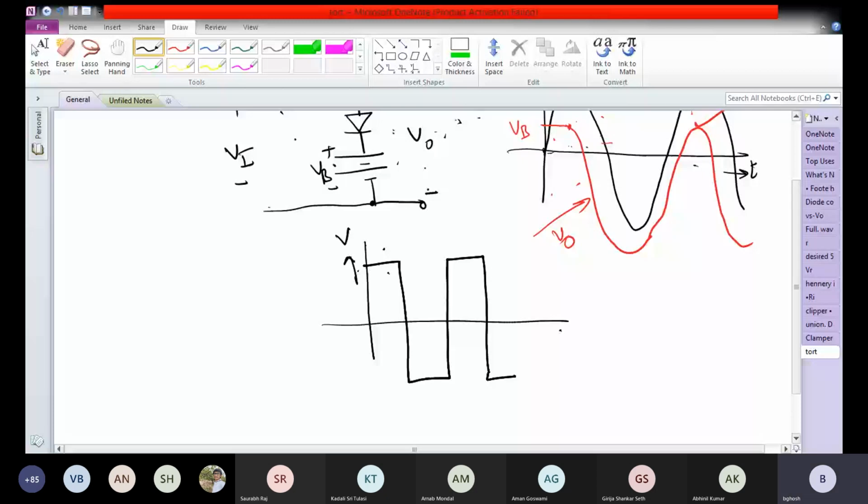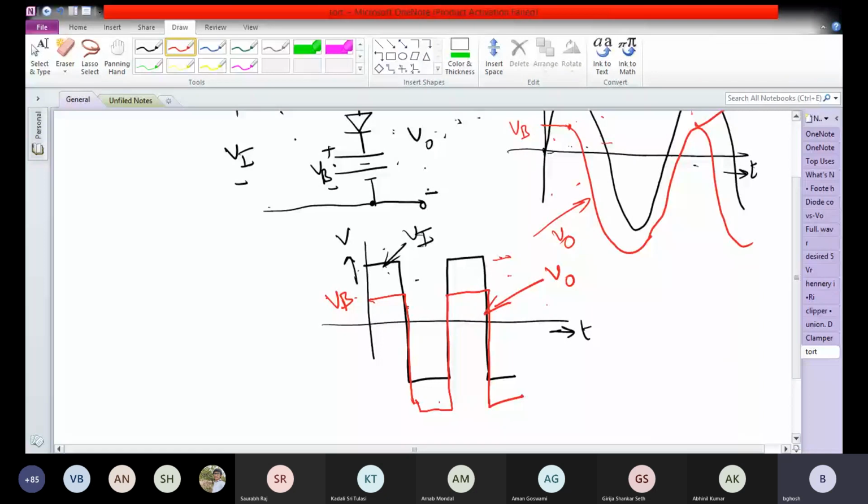So if this is Vi, we can have VO, which is this. So this will be VB. So this one is VO. So this is an example of how to shift the DC level of a signal.